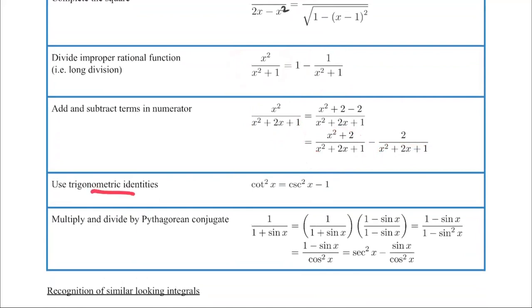You could use a whole bunch of trig identities. I just wrote down one of them, but there are 2 others that you should know. And then we have something like this. You could multiply by a conjugate, and use the Pythagorean relationship to get something like this. So there are all these little tricks. You should take a look at this and keep it in the back of your mind as we practice. You can use this as a guide.